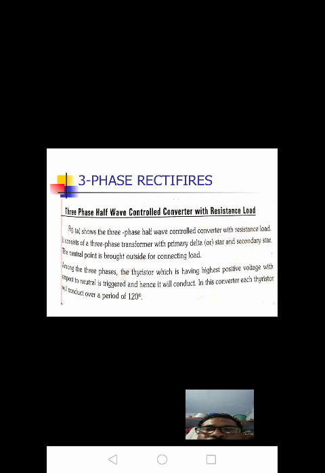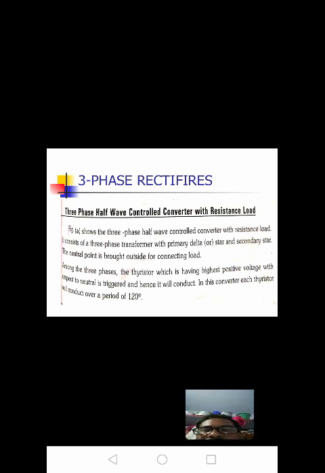Here also two rectifications are there in the three phase circuit. First one is the half wave rectification, next one is the full wave rectification. The figure shows the three phase half wave controlled converter with resistive load. It consists of a three phase transformer with primary delta or star and the secondary must be star. The neutral point is brought outside for connecting the load.